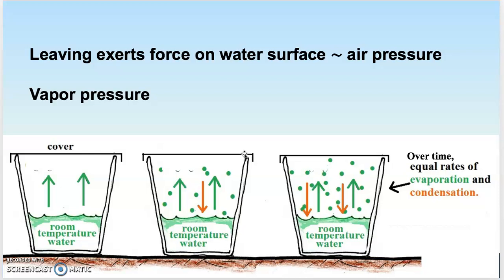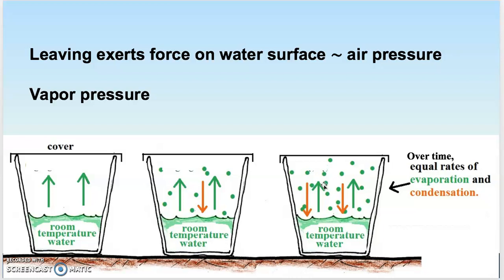And we can measure the vapor pressure at different times. We can measure the vapor pressure when we first put the cover over and there's not very much vapor at all. We can measure the vapor pressure after a few minutes or after an hour or two. Or we can measure the vapor pressure over a longer period of time when there are equal rates of water evaporating off and water returning down and condensing back in. So we can look for different vapor pressures over time.